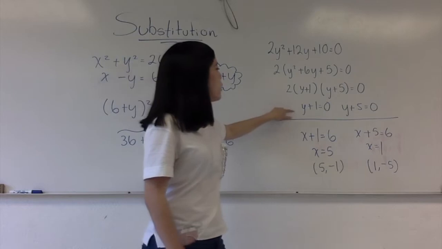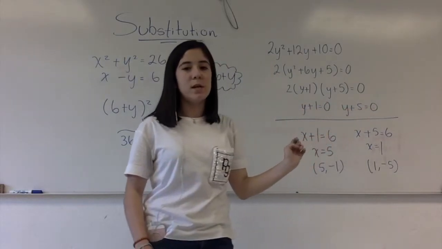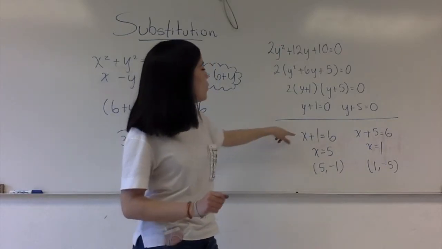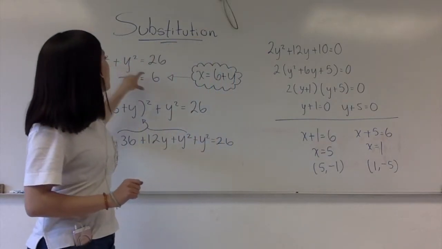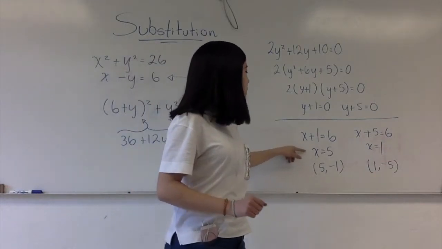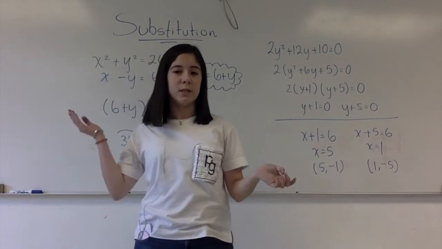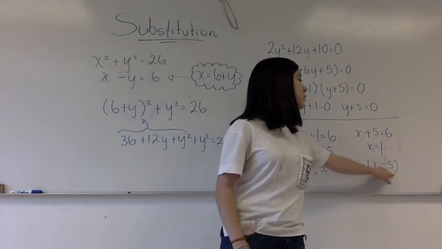And now the answer of this equation will be y equals minus 1 and minus 5. That's going to be the answer for y. And these 2 go away. Now we need to substitute the y into the linear equation, which will be this one. And the answer will be 5 and 1. So the final answer for this problem will be (5, -1) and (1, -5).